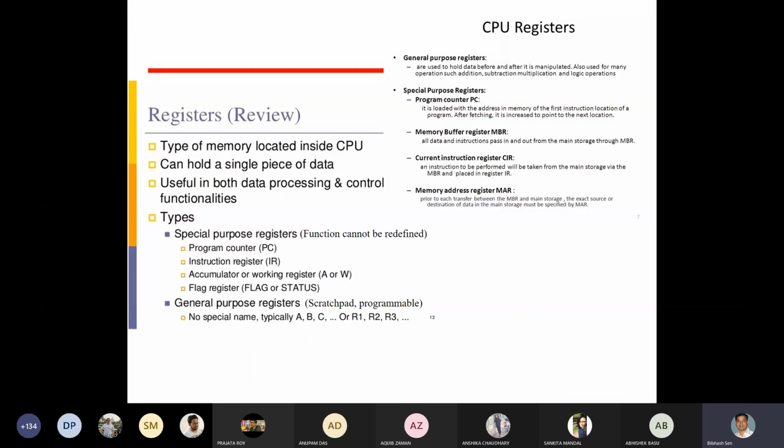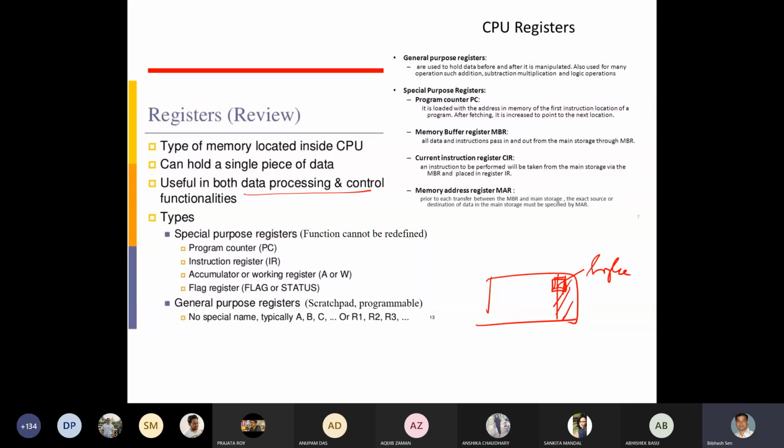Now in the register part, I already mentioned that a register is a very fast memory and very close to the CPU. It is a type of memory located inside the CPU chip. So if I consider this is the entire CPU, registers are present inside the CPU. A register can hold a single piece of data. That means each register contains a single piece of data. It is very important information, useful in both data processing and control functions.